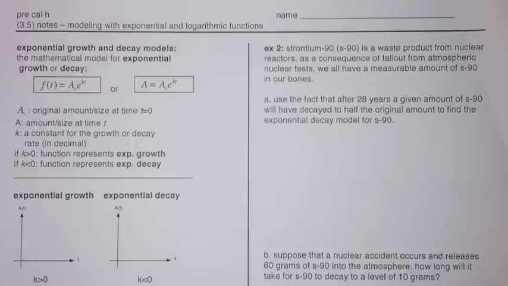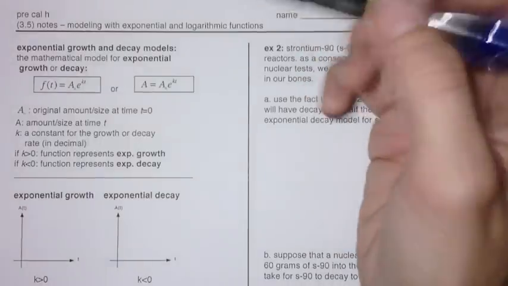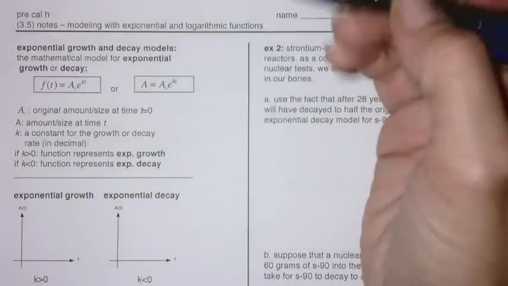Hello, today on the Woken Way we're going to do 3.5, which is modeling with exponential and logarithmic functions. So this is the real life application part, maybe not our real lives, but somebody's real life. So we are going to start by looking at the two typical exponential growth and decay models.